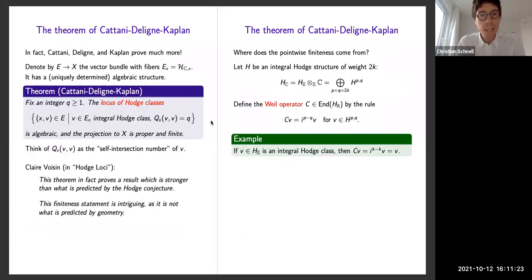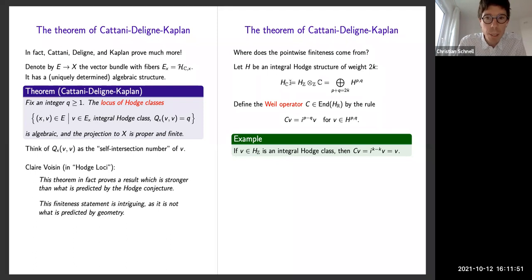Let me explain a little bit the easy part of it so you get a feeling for this result, okay? So the easy part is the fact that the projection has finite fibers. The difficult part is that it's algebraic and that the number of points in the fibers is sort of uniformly bounded or something like that. But the easy part is that just each fiber by itself has finitely many points in it. This is a very elementary argument, okay?